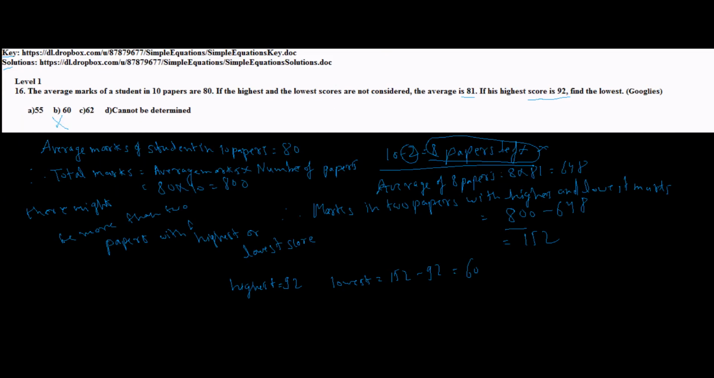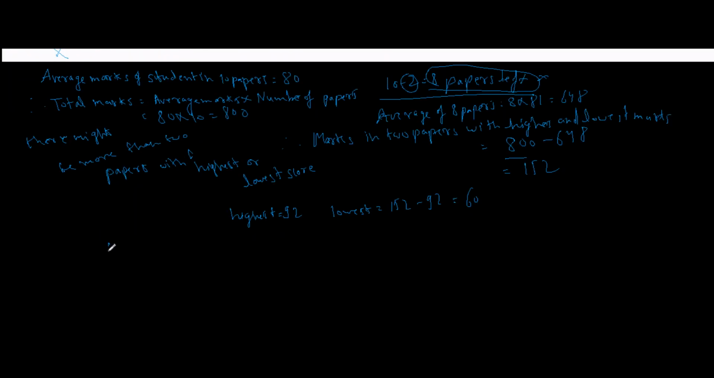And even if I assume that he has got highest marks in 2 papers, so the average of the remaining 7 is 81. So 7 into 81 will be 567, and in these 2 papers 2 into 92 will be equal to 184. This will sum out to be 751.